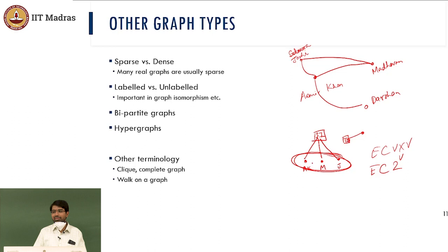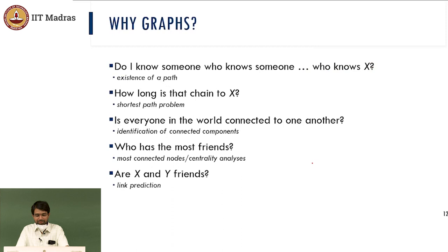So why graphs? I may not need to convince you, but maybe you have a question. Do I know someone who knows somebody, like a celebrity or something? How long is the chain to that person? How difficult is it for me to get a meeting with that person, or get an autograph from that person or whatever? And is everyone in the world connected to everyone else? You may have such questions. Or who has the most number of friends? Who is most influential? And there are these kinds of questions. What are the least number of people I need to advertise to so that my product becomes viral? That's almost like a what problem? Digital marketing, but graph theory.